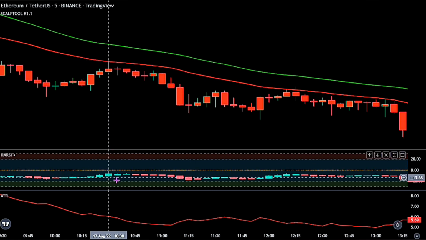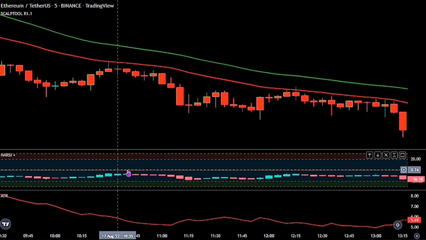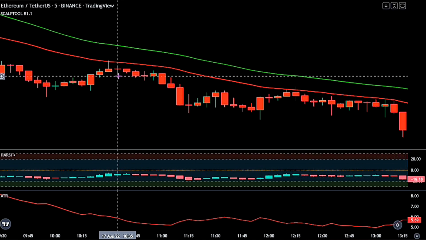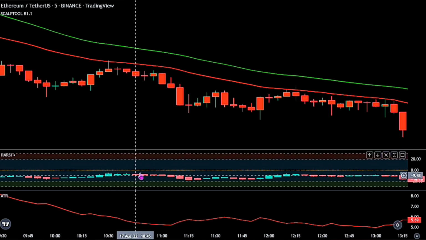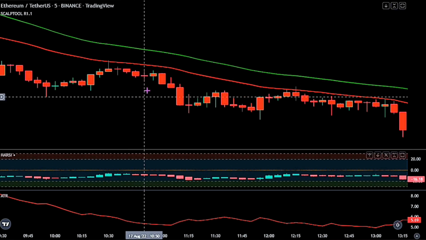Now we would trail our entry with the Heikin Ashi RSI. We need to have the bars below the 0 line, and when price action pulls back towards the moving average, we would then open a sell trade at the next red candlestick on the Heikin Ashi. So we see we met all our conditions here.